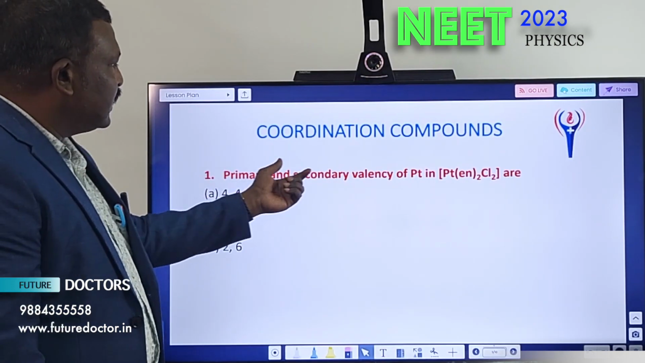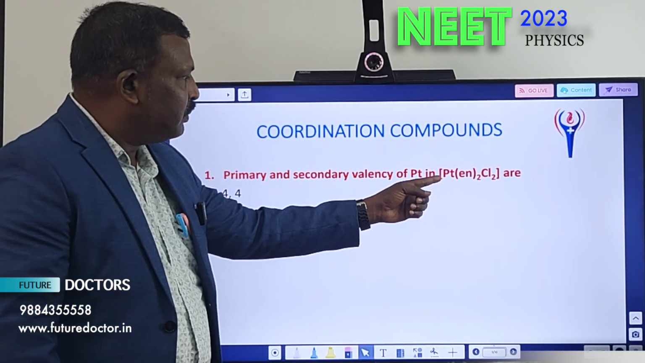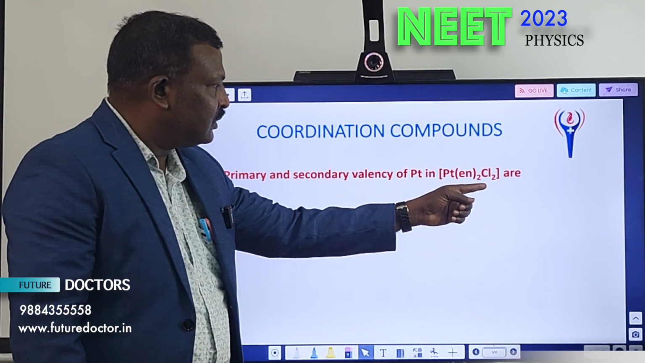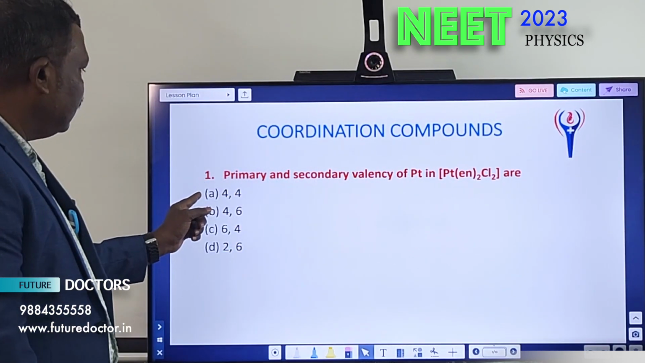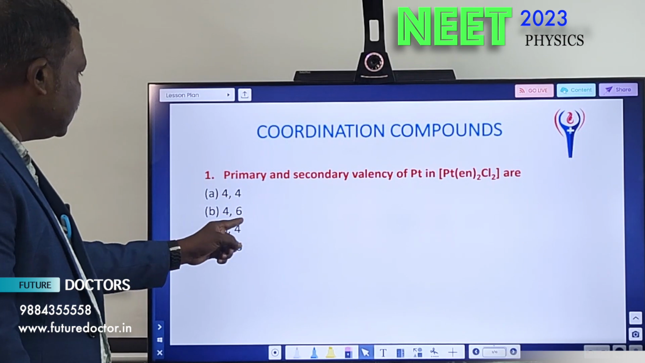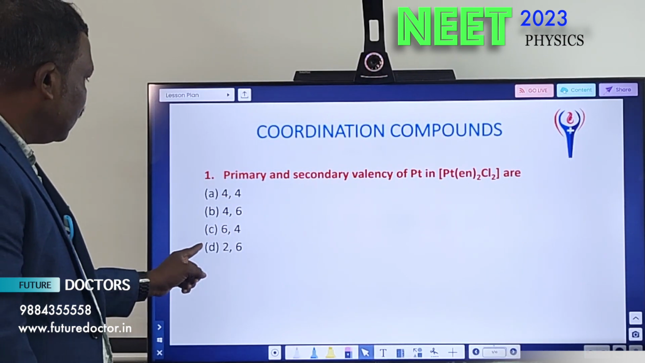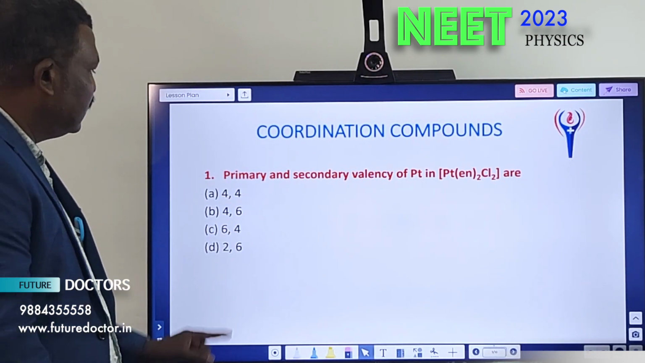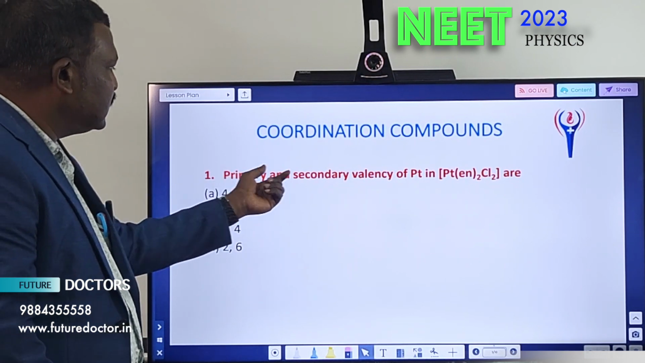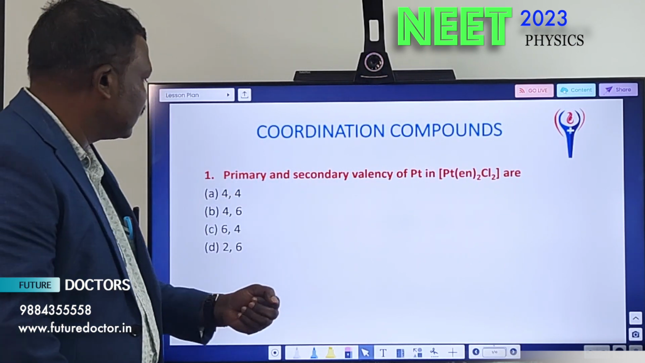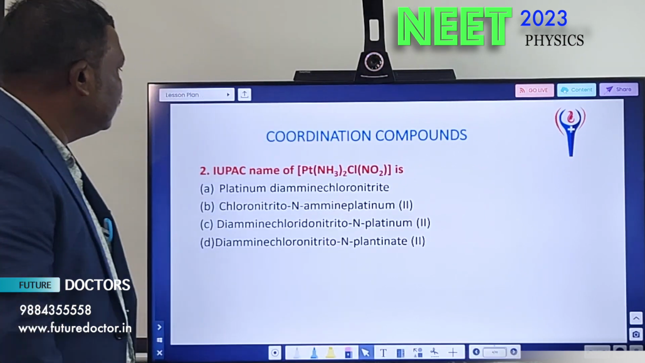The primary and secondary valency of platinum in [Pt(en)2]Cl2 are: option A 4, 4; option B 4, 6; option C 6, 4; option D 2, 6. So you have to find out the primary valency as well as the secondary valency for this complex. Right. Next one, simple.